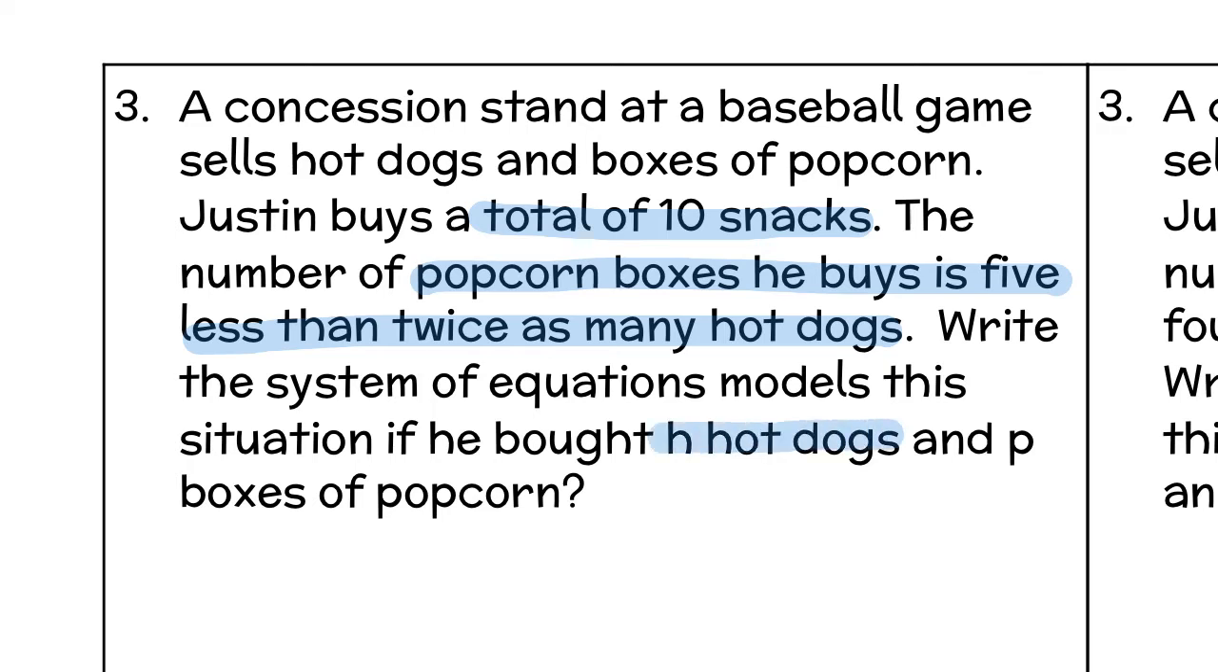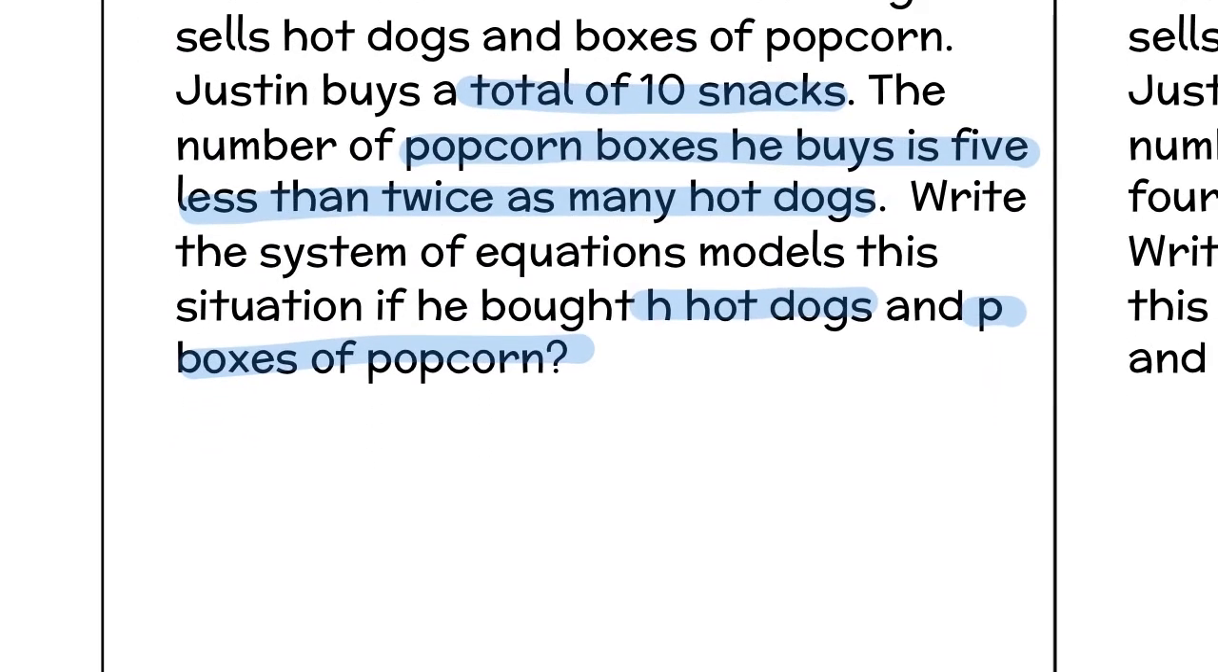So they even tell us what letters to use. H for hot dogs, P for popcorn. So on this one, it's a little bit easier than the others because you don't have to solve anything. They just want you to write the system that goes with it. So using H for hot dogs and P for popcorn. That first part that I highlighted, it says that he bought a total of 10 snacks, but all they sell are hot dogs and popcorn.